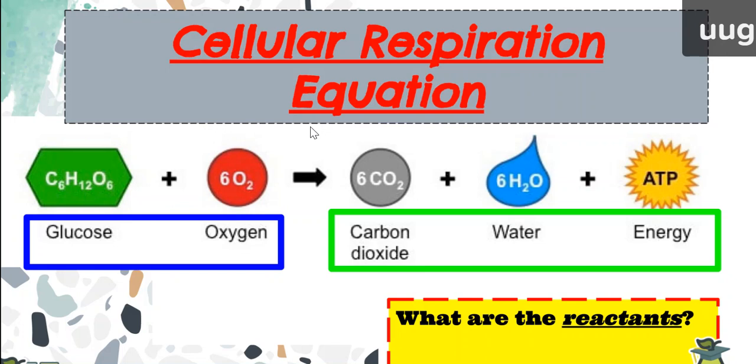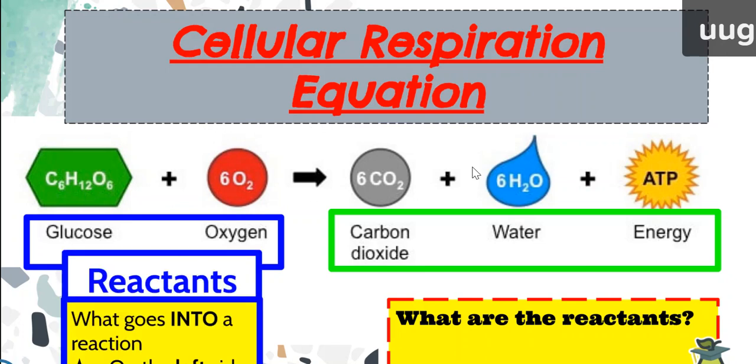Take a look at this equation. Where would you find the reactants for respiration? On the left or on the right? As a reminder, reactants are like ingredients. They're the things that go into a reaction. It's what you start with. And what you start with in this equation is sugar and oxygen. Think about this in terms of animals. We breathe in oxygen and we eat sugar.